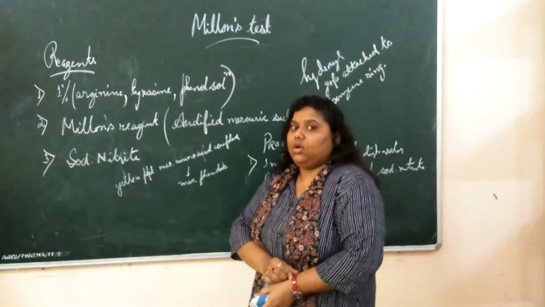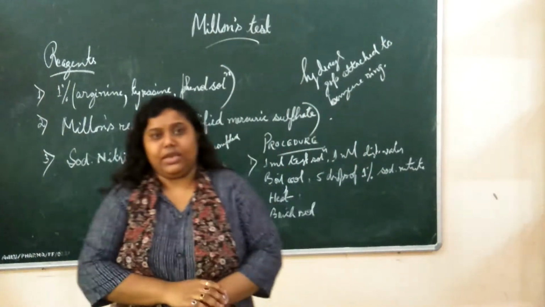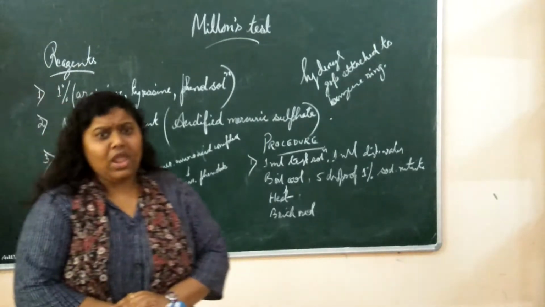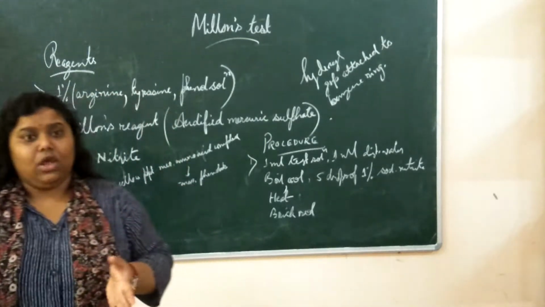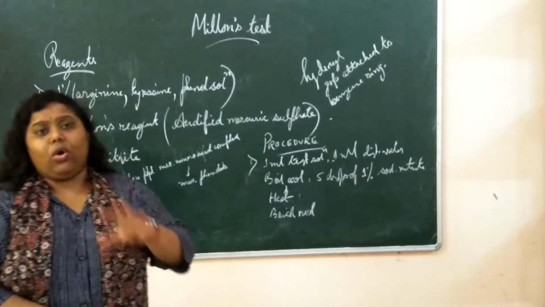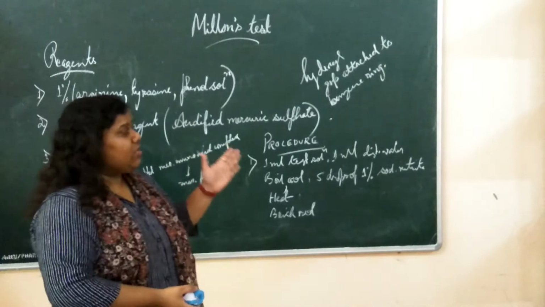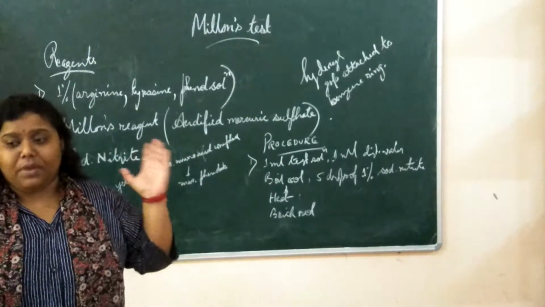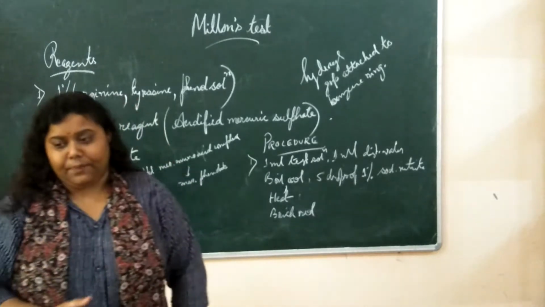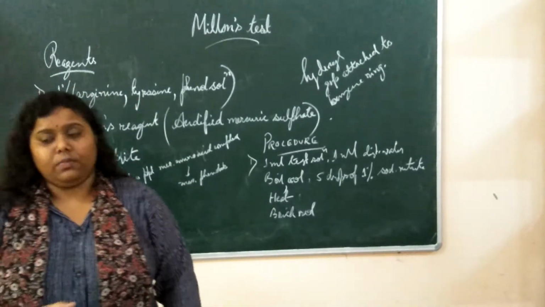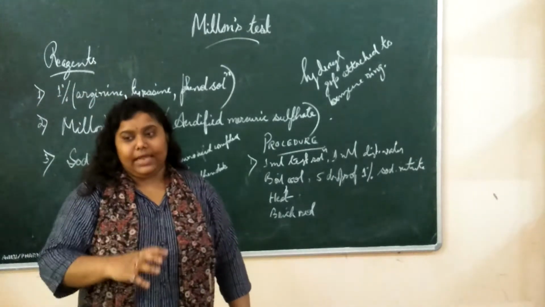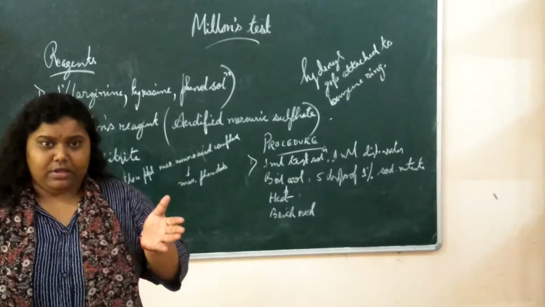The principle of Millon's test is that compounds containing a hydroxybenzene ring or radical react with Millon's reagent and form red complexes. The only amino acid here is tyrosine, for which the specific test has been performed. Tyrosine contains the hydroxybenzene ring, so this test is specific for tyrosine and for proteins containing this amino acid.